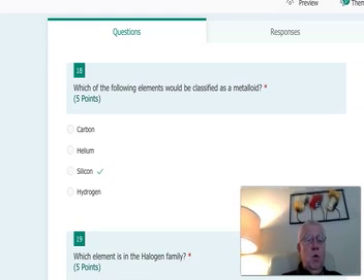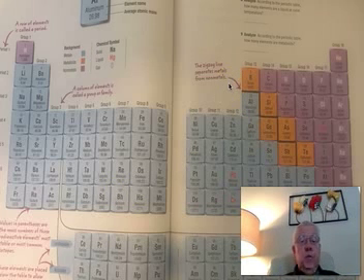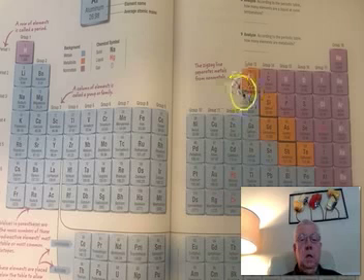They give us 4 choices, and we're going to have to go back to our chart. Carbon, helium, silicon, and hydrogen. Nobody memorizes the metalloids. You don't have to memorize. You just have to know how the chart works. Again, on the next test, it's not going to be carbon, silicon, helium, whatever. It's going to be what sits on this chart.